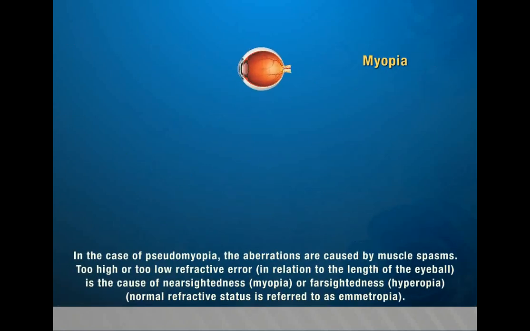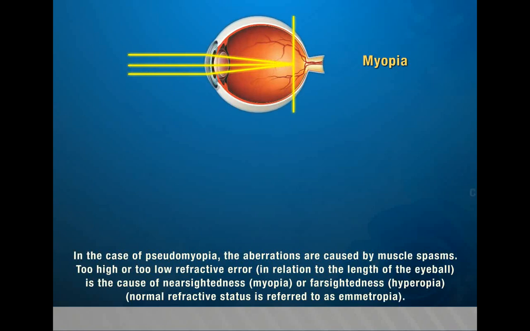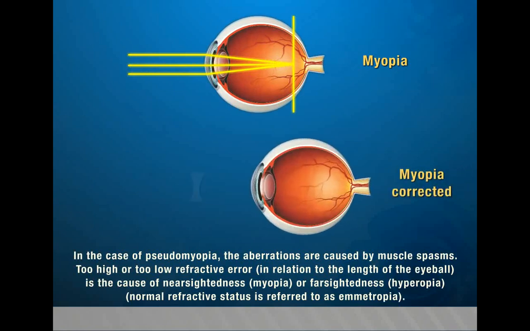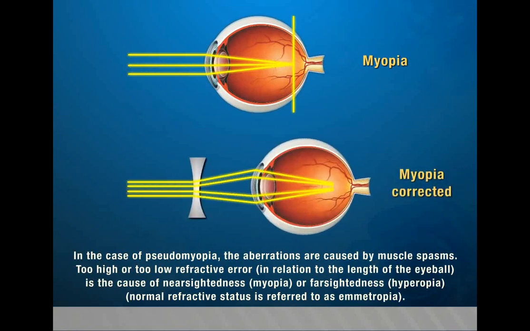In the case of pseudomyopia, the aberrations are caused by muscle spasms. Too high or too low refractive error in relation to the length of the eyeball is the cause of nearsightedness, that is myopia, or farsightedness, that is hyperopia. Normal refractive status is referred to as emmetropia.